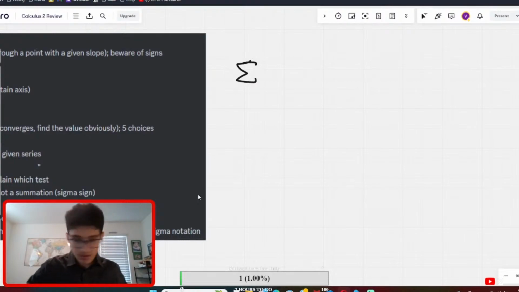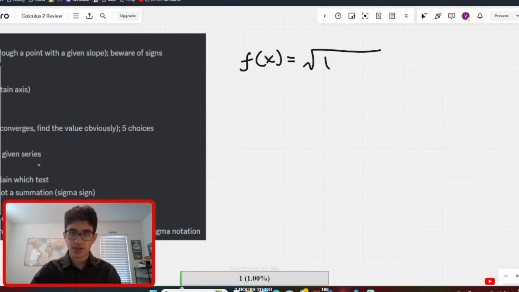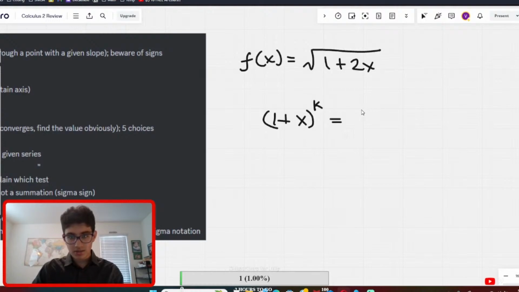The question was, using the binomial series theorem, find the power series for f of x equals the square root of 1 plus 2x. Right, that's the question. So basically, the formula for 1 plus x to the k is, but actually this is just a binomial theorem, right?